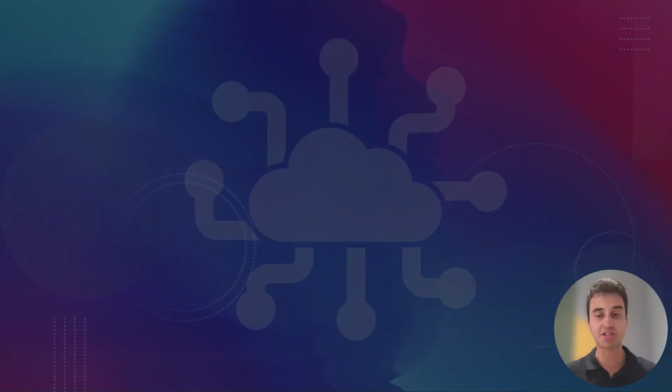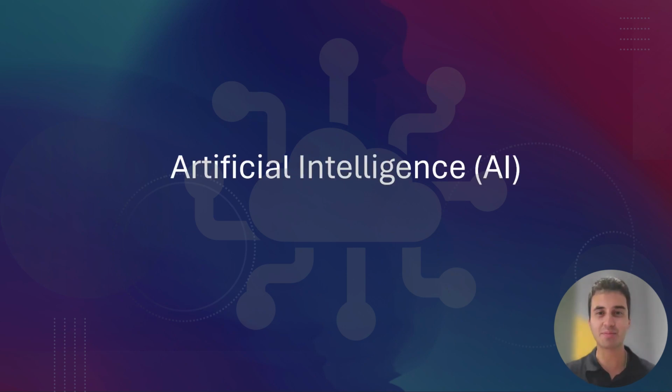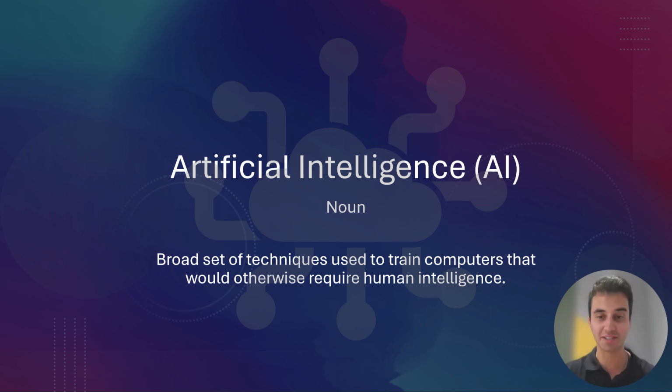So first, just so we're on the same page, what is artificial intelligence? AI is pretty much when computers can solve problems the way that we would normally think only humans could.